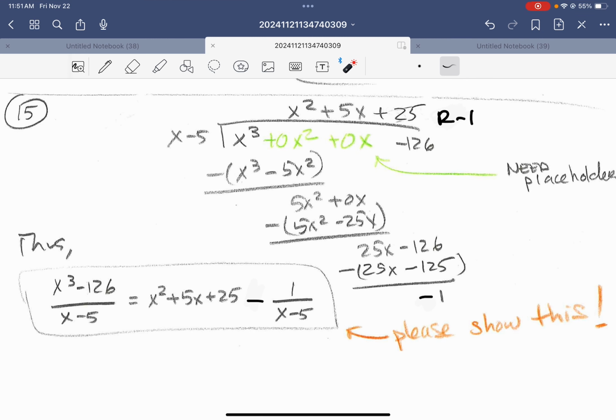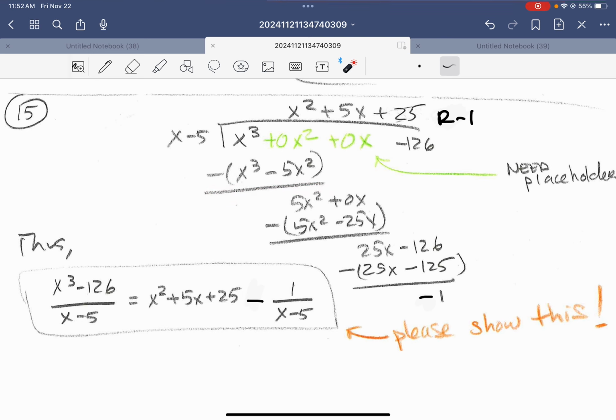15, this is a case where you are taking x cubed minus 126 and dividing it by x minus 5. The key fact is that you need placeholders. Without these two placeholders, no x's and no x squareds, you will screw this up. So x squared: what do I have to multiply x by to get x cubed so that when I subtract, they cancel out? Well, x squared times an x gives me x cubed. And then x squared times a negative 5 gives me negative 5x squared.